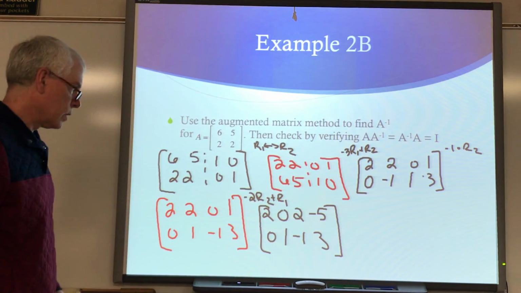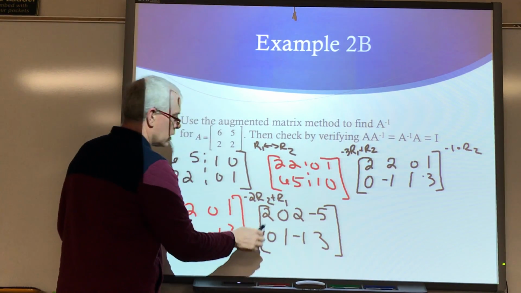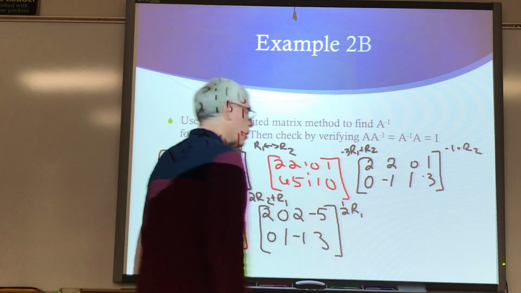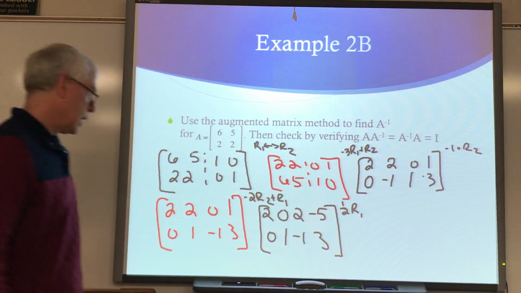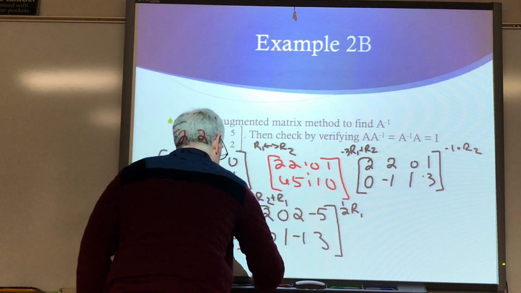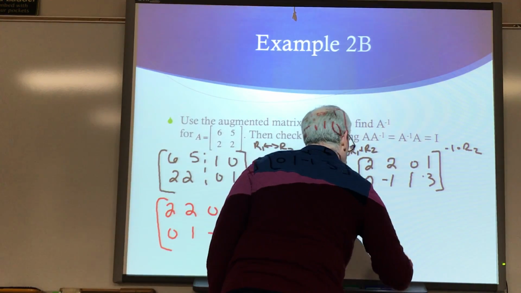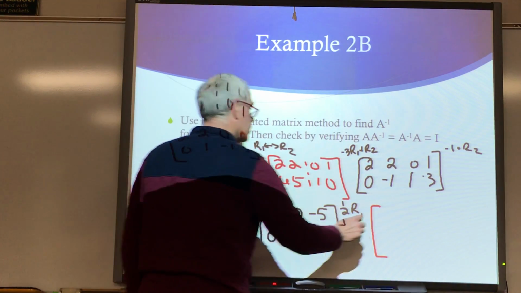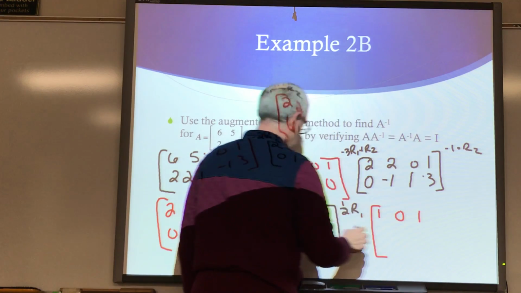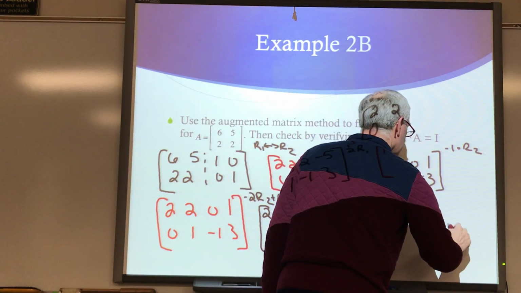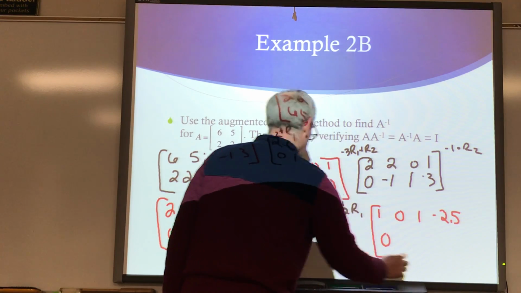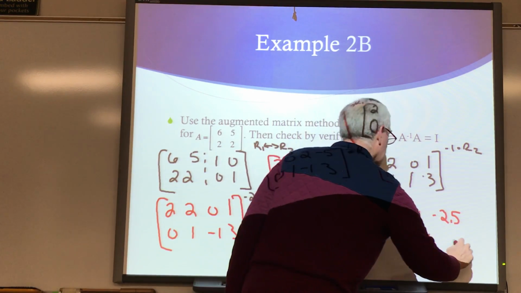Okay? Now I'm really, really close because I've got the zeros here and the 1 here. I'm going to multiply the first row by 1/2 to get a 1 out in front, and then I should be where I want to be. Okay, so half of 2 is 1, half of 0 is still 0, half of 2 is 1, half of negative 5 is negative 2.5, and then 0, 1, negative 1, negative 3.